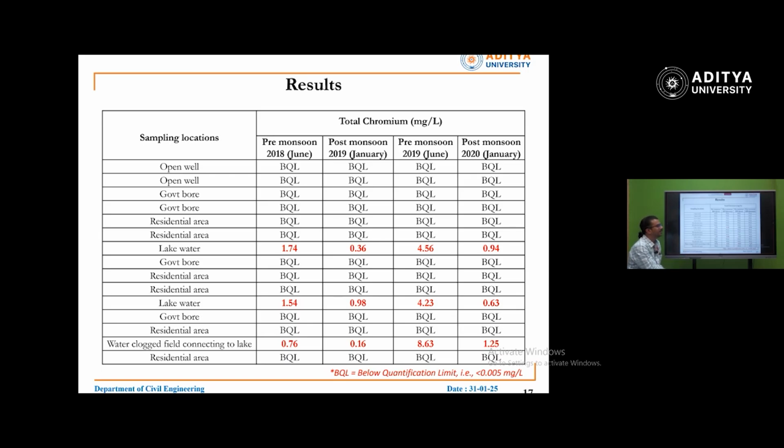As you can see, the limit for chromium in drinking water as per Indian standards is 0.05 milligram per liter. We found concentrations even exceeding 8 milligram per liter. You can imagine the intensity of chromium concentration in the vicinity of this area.